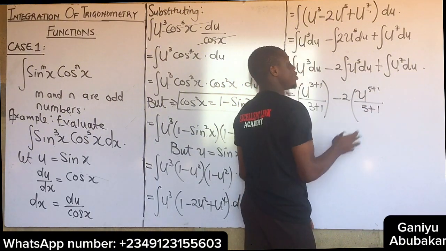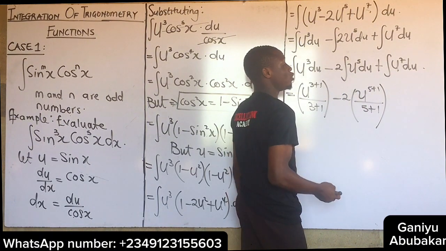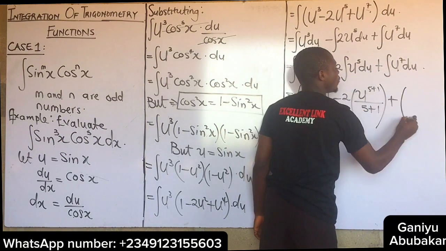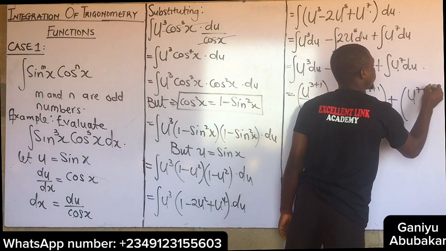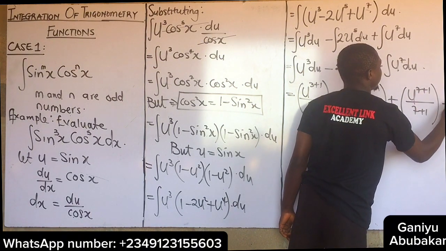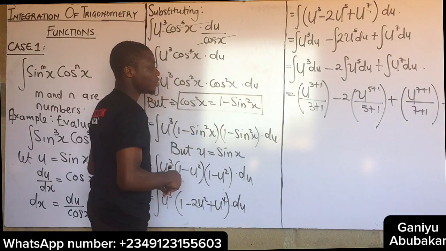That is just add 1 to the power, and whatever you're having at the power, put it down as the denominator. That's all. This is plus. If I integrate u to power 7, I'll have u to power 7 plus 1 all over 7 plus 1. Next up, plus c. We call plus c the constant of integration.